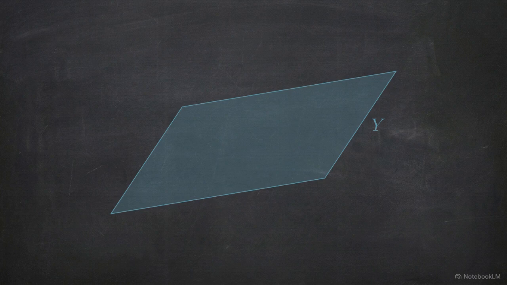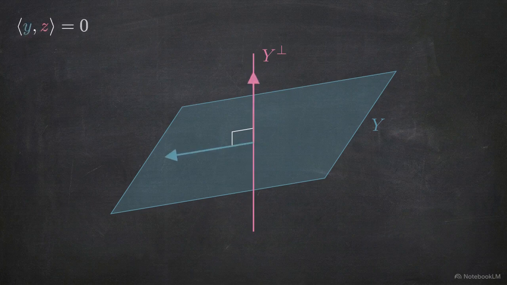This magenta line represents y perp. A vector belongs to this set only if it forms a 90-degree angle with every conceivable vector on the cyan plane. Because these sets are perpendicular, they act as annihilators to each other. Take any cyan vector and any magenta vector, and their inner product is mathematically forced to zero.